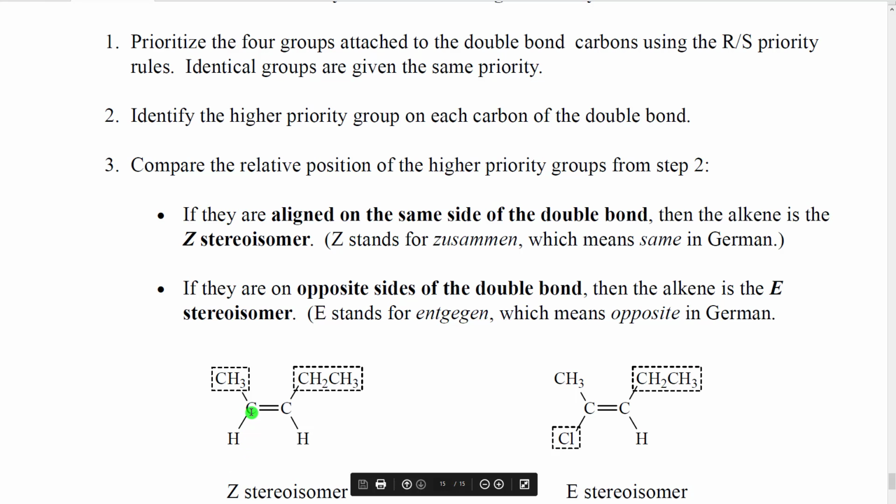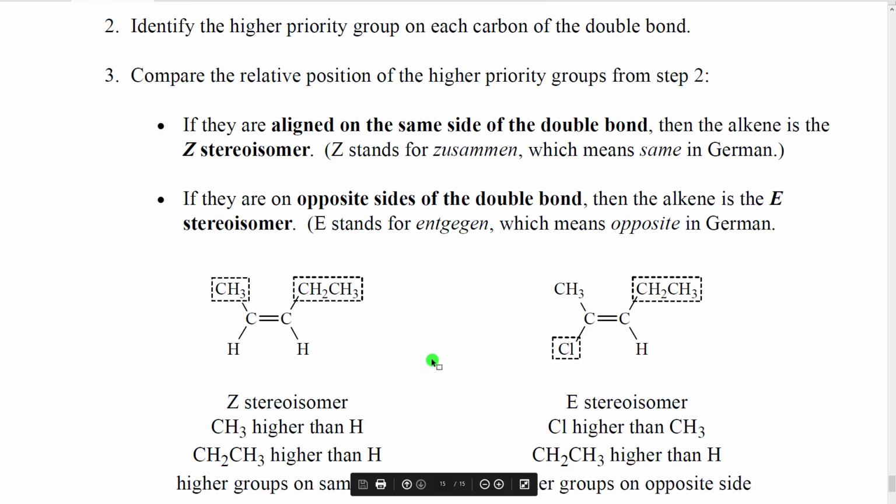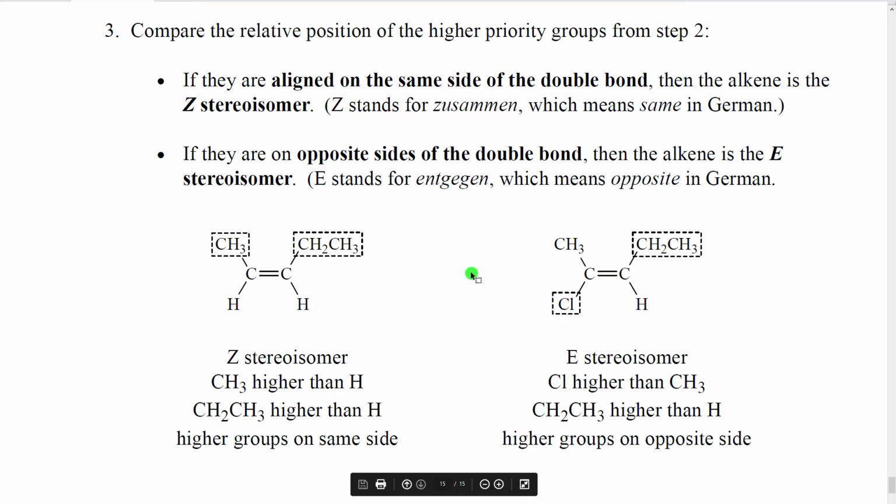So what we're going to do then is prioritize the groups, and then we're going to look at one carbon of the carbon-carbon double bond. We're going to look at the two groups and decide which group has the higher priority. We're then going to go to the other carbon, look at its two groups, and look at which one has the higher priority. We're then going to compare the relative position of the higher priority groups, one on each carbon, that we determined in step 2.